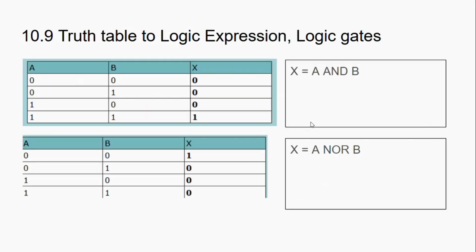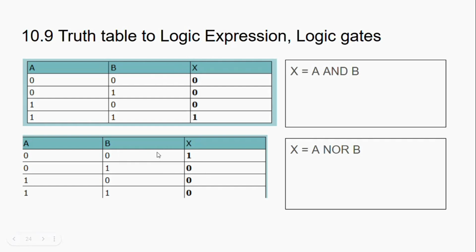Then how do you convert a truth table to a logical expression? First of all, you have to remember the truth tables of every logic gate. That is the first thing. Here, if both the inputs are true, then only the output becomes true. Whose logic is this? AND gate logic. That's how you can write it: X is equal to output is equal to A AND B.